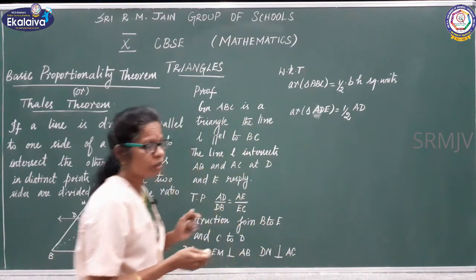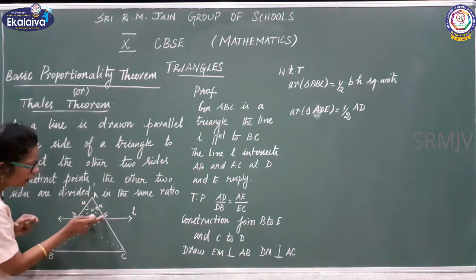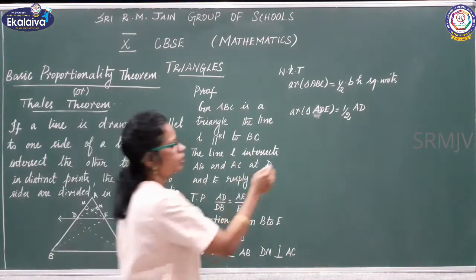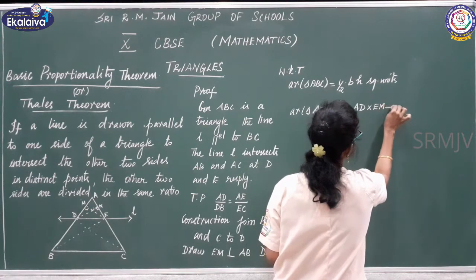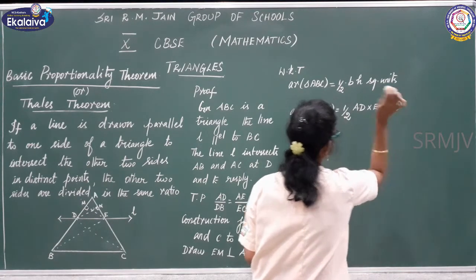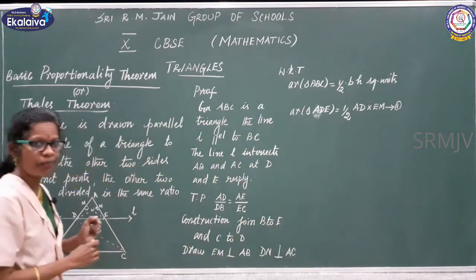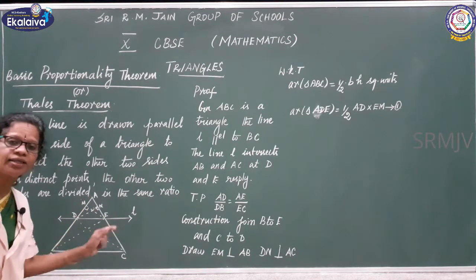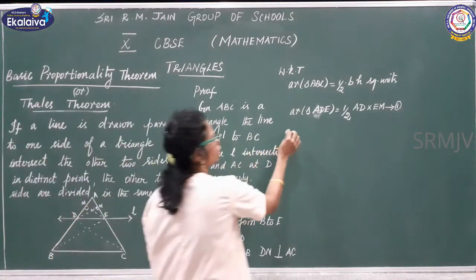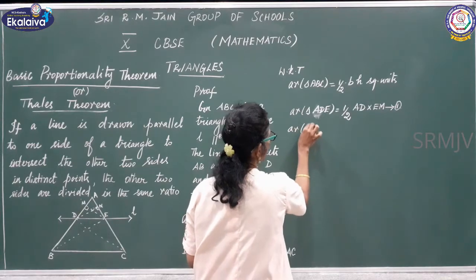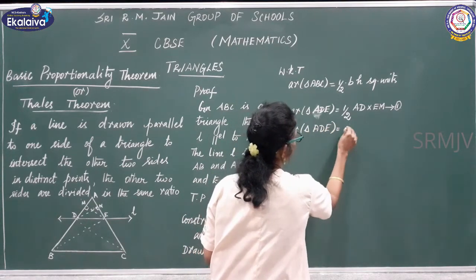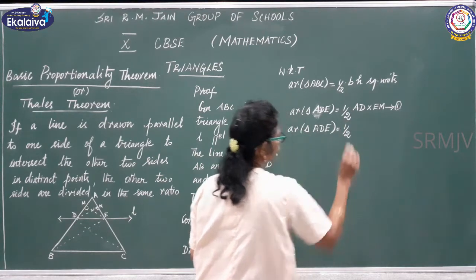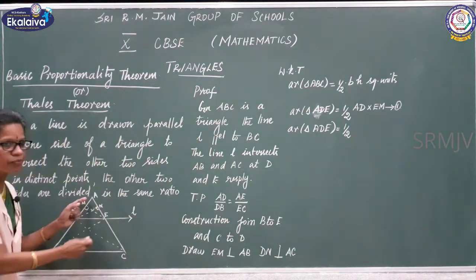Which is the perpendicular height? EM. AD into EM. That is equation number 1. The same triangle, I am going to take another side as a base. Area of a triangle ADE equal to half into another side as a base I said.